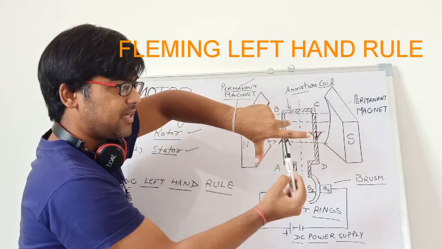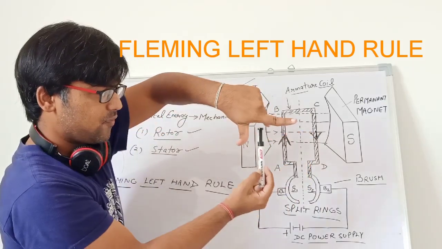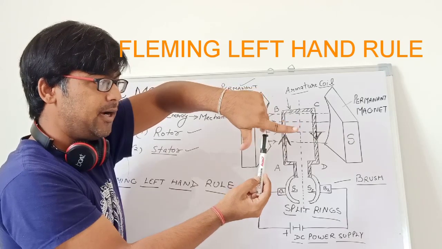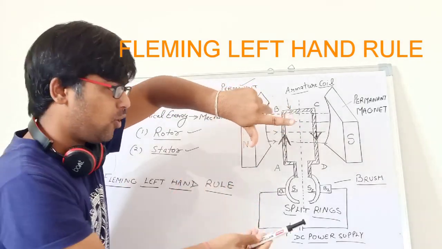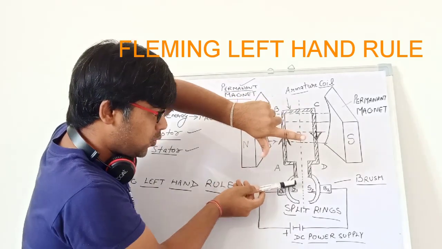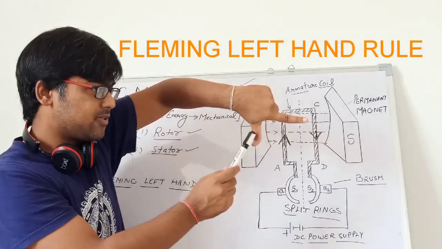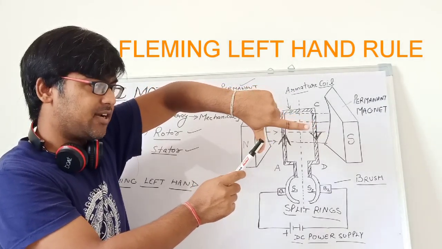Now this finger basically indicates the direction of magnetic field, as you can see. This middle finger will indicate the direction of current. I am not able to show this to you because it is towards the board. It is flowing from the downward direction towards the upward direction. So it is like this, and this is my thumb. This thumb indicates the direction of force.